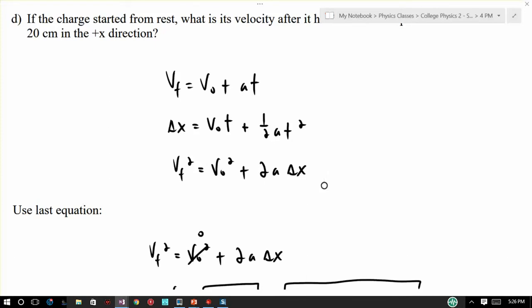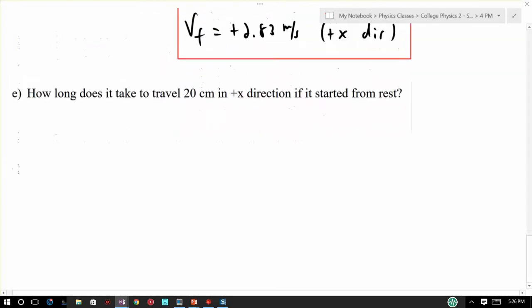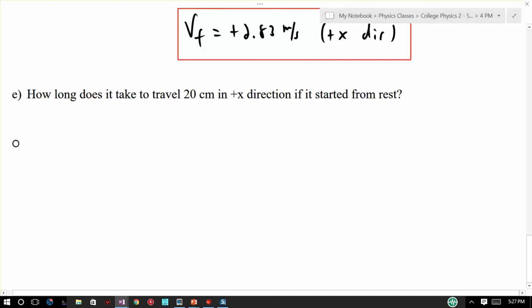You have the second one, right? Because we know delta x, again, we know it starts from rest, and we're trying to find T, right? So we're going to use the second one. Once again, you can use your answer from part D. You'll get the same answer, but this is a better way to do it in case part D is wrong.